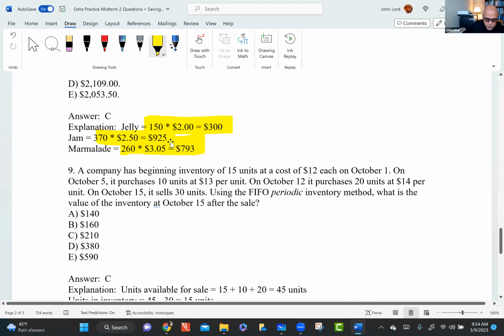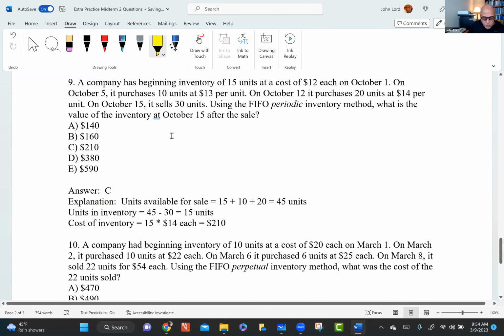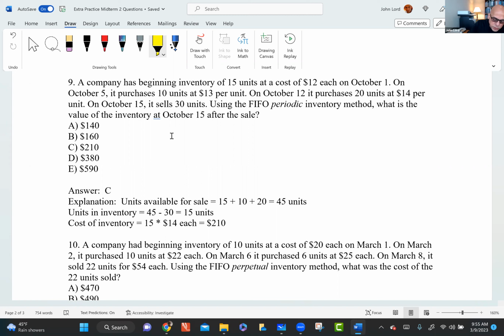Okay, good. Number 9, company had beginning inventory of 15 at cost of 12 each on October 1st. On October 5th, it purchased 10 units at 13 per unit. On October 12th, it purchases 20 units at 14 per unit. On October 15th, it sells 30 units using, okay, this question, sorry guys, my bad, I missed something there.